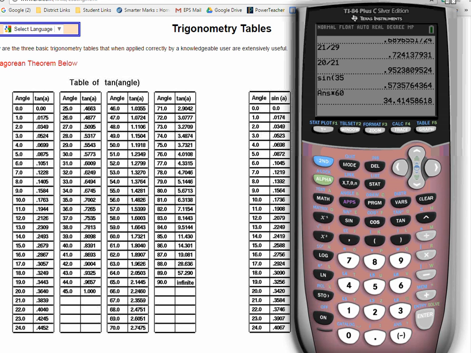So the table is talking about ratios: sine is opposite over hypotenuse. No, sorry, tan is opposite over adjacent. There you go. And then cos is adjacent over hypotenuse. So somebody took the time to figure out all those ratios of the sides. If we know that angle and one piece of information, we can get the other information in the triangle.